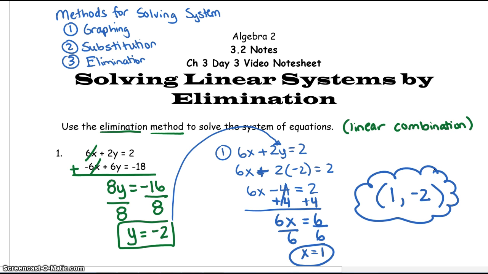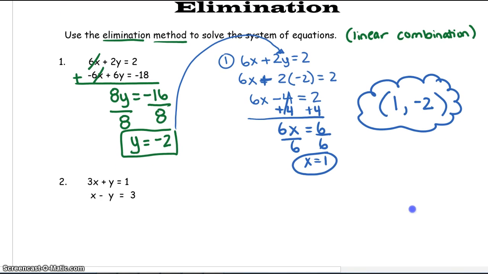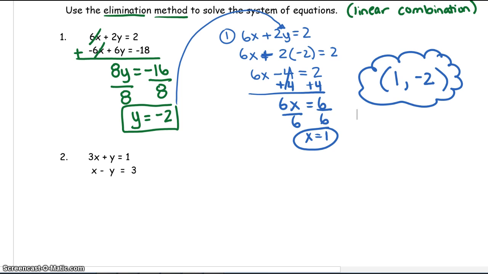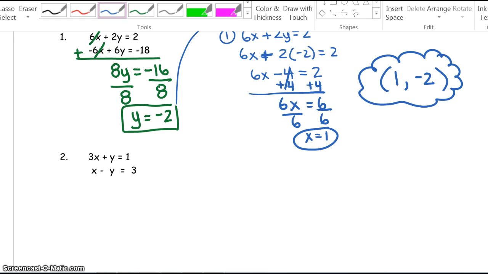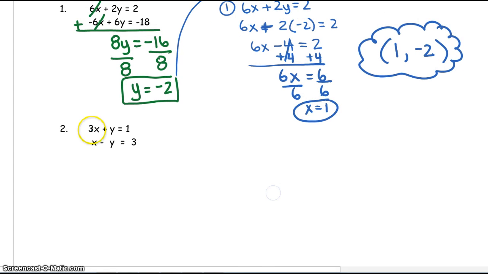Alright, so now we kind of just jumped right into elimination, but I'm going to talk more in detail about what we're doing. So the idea of elimination is to eliminate one of the variables. So in this first one, we eliminated the x's because 6x minus 6x is 0. So they kind of eliminate themselves, which is awesome. Alright, let's do the same concept here. So we look at it, we say 3x and x, they don't eliminate themselves, but positive y and negative y, they eliminate themselves. That's awesome.